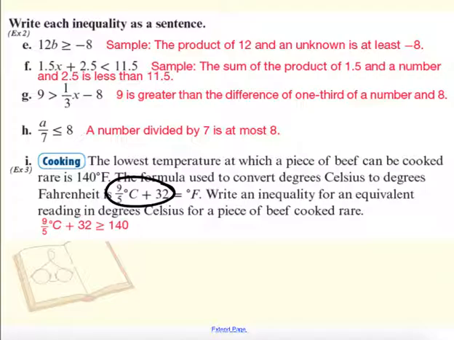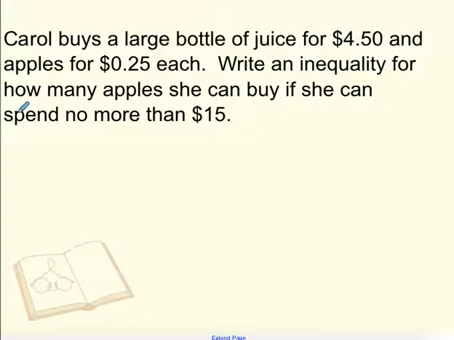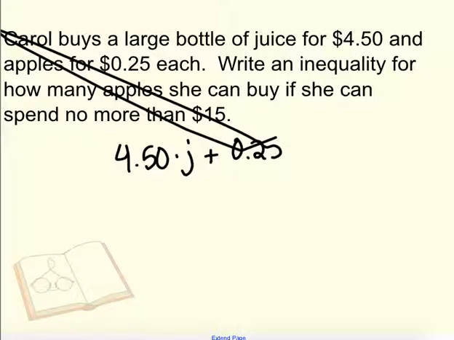All right, just a couple more examples here for this lesson 45. Carol buys a large bottle of juice for $4.50 and apples for 25 cents each. Write an inequality for how many apples she can buy if she can spend no more than $15. Well, if we're talking about juice, we're going to do $4.50 times how many juices I have, plus 0.25 for how many apples I have. And that amount needs to be less than or equal to $15. If I go to the cash register and it's more than that, I can't buy it.